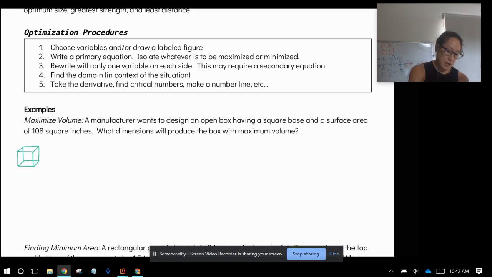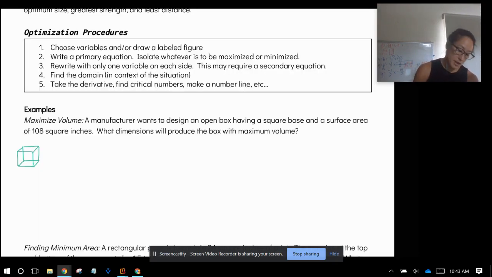What we want to do is always label our figures. We write the primary equation, which has what we want to maximize or minimize. So if we want to minimize the volume, we write a volume equation. Then we probably need to switch out some of the variables, so we write a secondary equation where we can make some substitutions. We always want to think about what the domain of our situation is. And then finally, we take the first derivative, make our number line, and test for relative minimums or maximums.